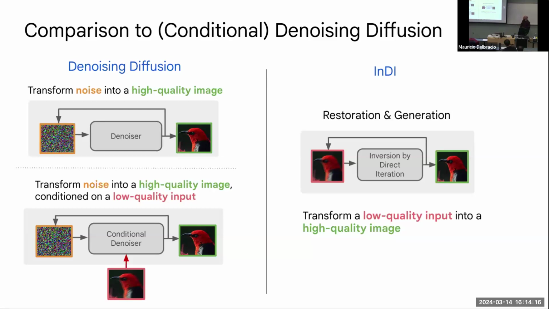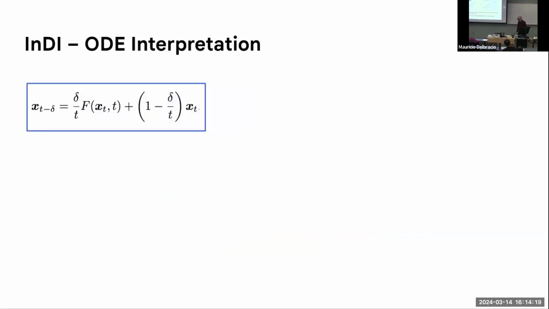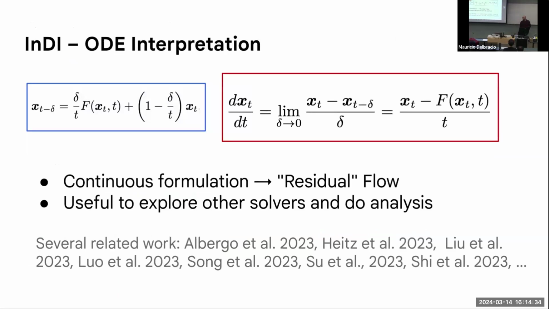Okay. So let me go a little bit further. Another interesting thing that we can do is analysis, right? Let's say that we have our iterative rule and we make delta, the step size, go to 0. Then we actually end up having an ODE, just by applying the definition. You get this very nice ODE, which is saying that you need to evolve your image in the direction given by this residual, which is the current estimate minus the estimate of the clean image, weighted by t. We call this a residual flow.